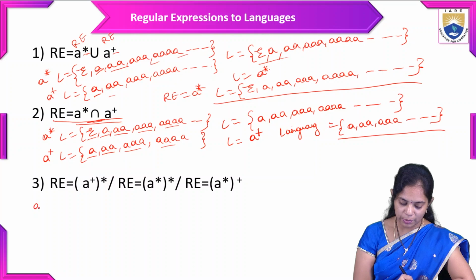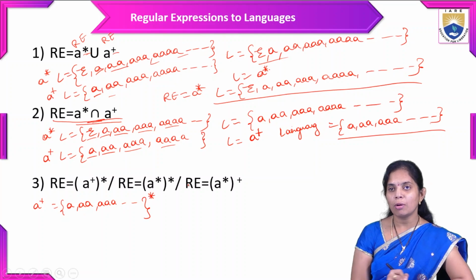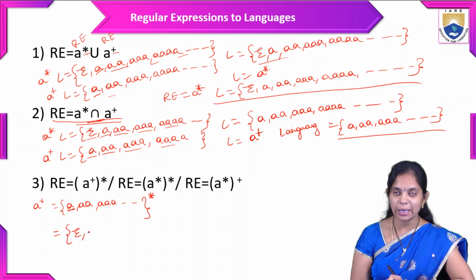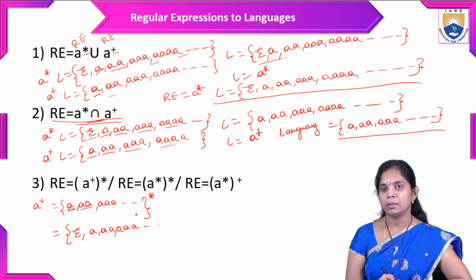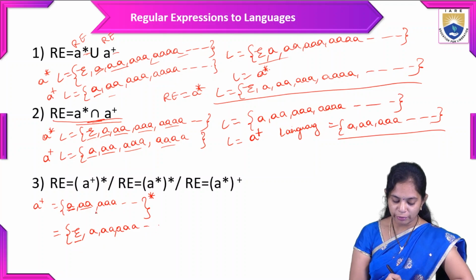So here, A plus is equal to the language A, comma, AA, triple A, and so on. And this is the star of the whole plus. So star of whole, which is a value we already have, suppose we take A star. So A star includes the epsilon symbol, and A, double A, triple A, and so on. And also for double A, the star also has the epsilon symbol. If you write all these values, I will get the same as A star.